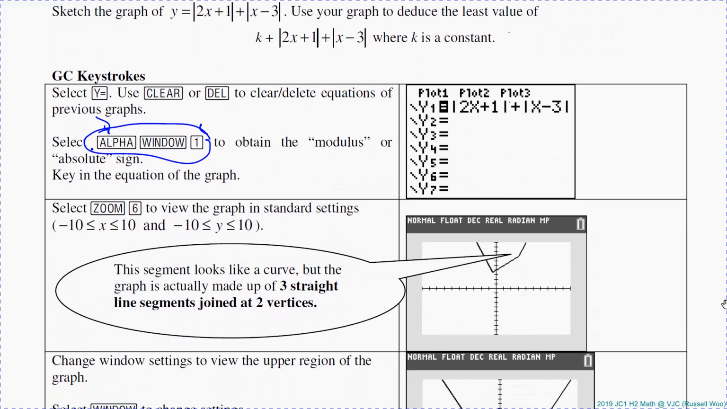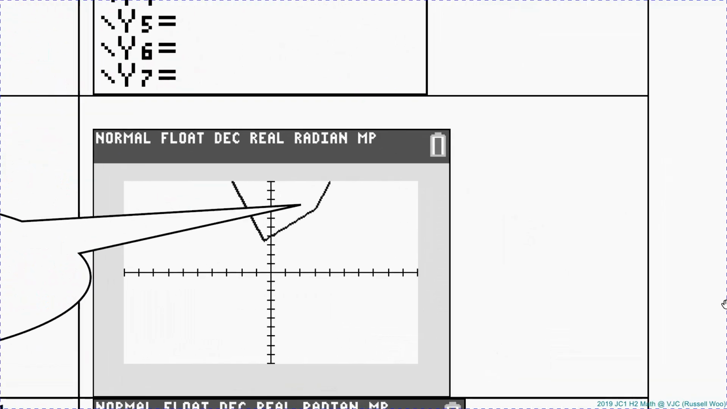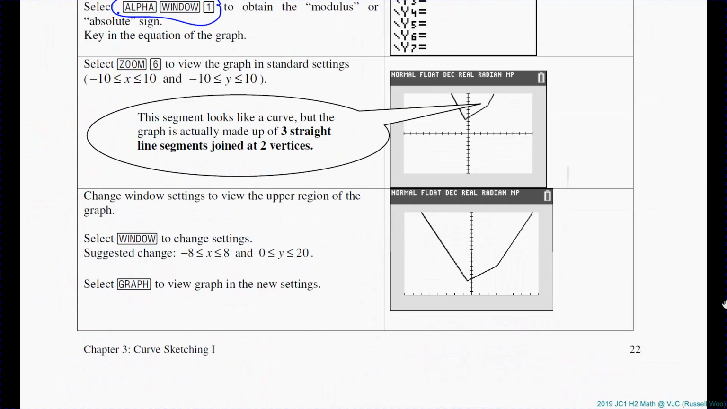Now, it's interesting. When you press zoom 6, you think it looks like a curve, but actually it's not a curve. It is made out of 3 straight line segments, like that. Let me zoom in a little bit more. Yeah, it is actually 3 segments, like that, like that, like that. Have you all tried it? Yes? Good. Now, what is so special about this?